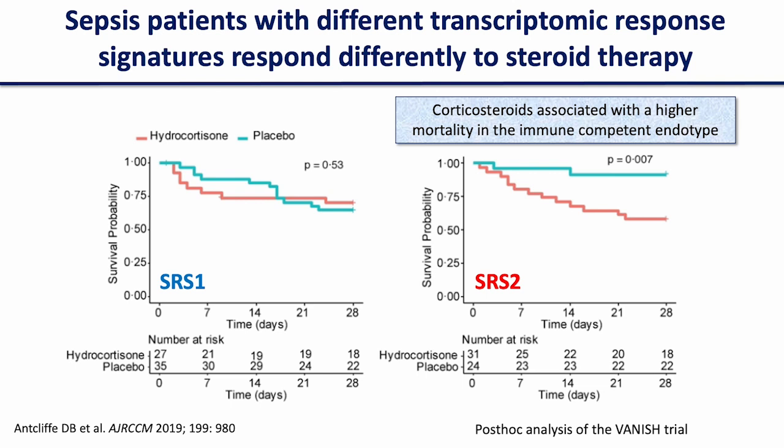Stratification of patients based on blood leukocyte transcriptomes or other host response characteristics may have relevance for treatment decisions. And this is illustrated by this slide, which is a retrospective analysis of a trial in which hydrocortisone was tested in patients with sepsis. On the right-hand side, you see that patients that fulfilled the SRS2 criteria were harmed by treatment with corticosteroids. So if you would have known this in advance, prior to enrollment in the trial, you would have avoided enrolling patients with the SRS2 endotype, and thereby reduced the number of patients that would be harmed by the treatment.